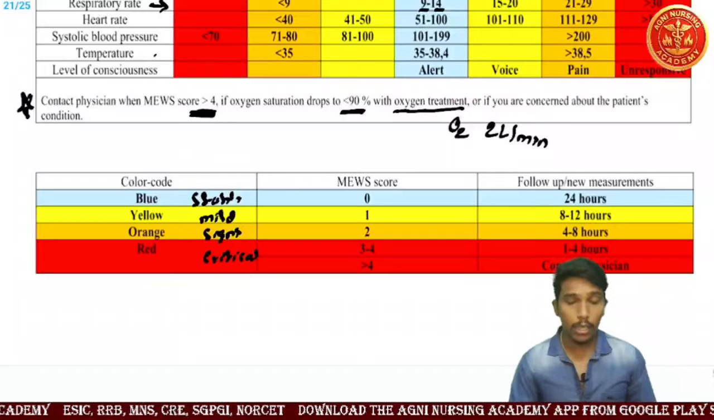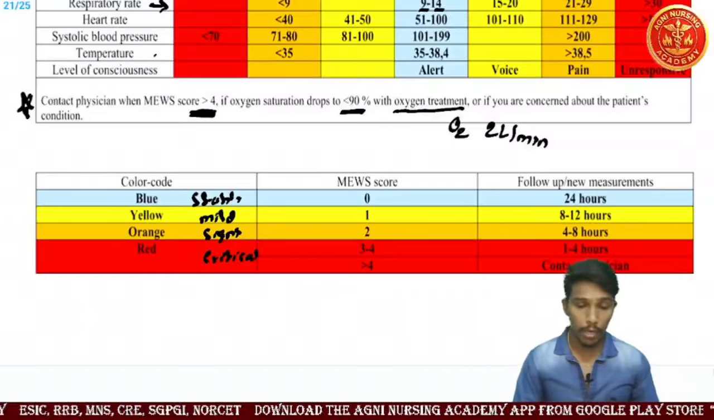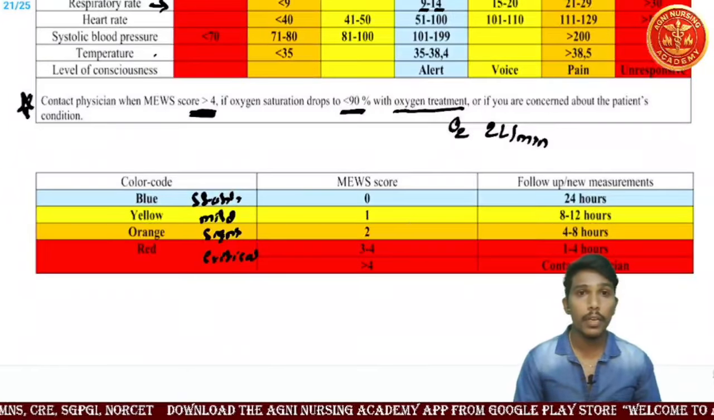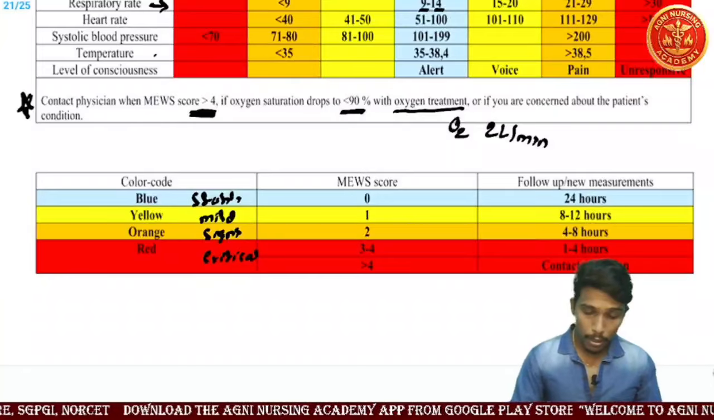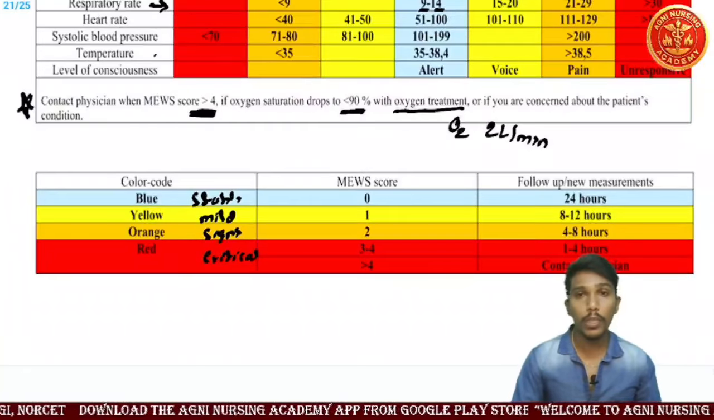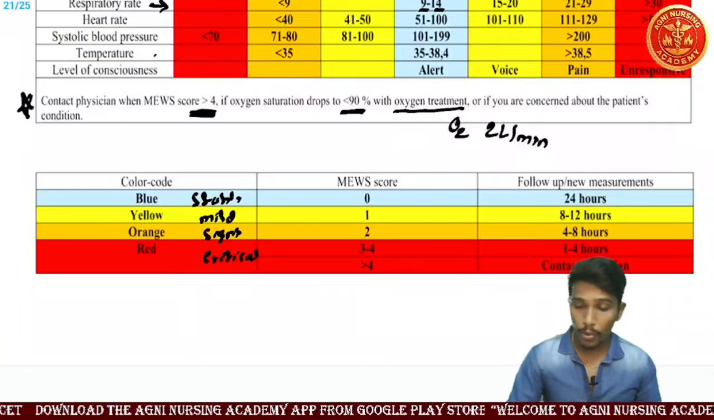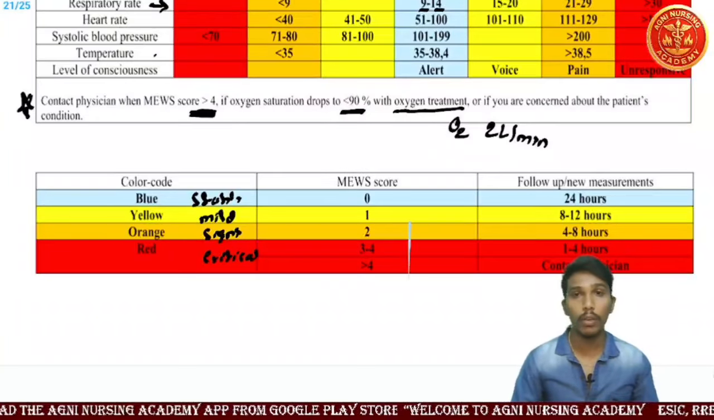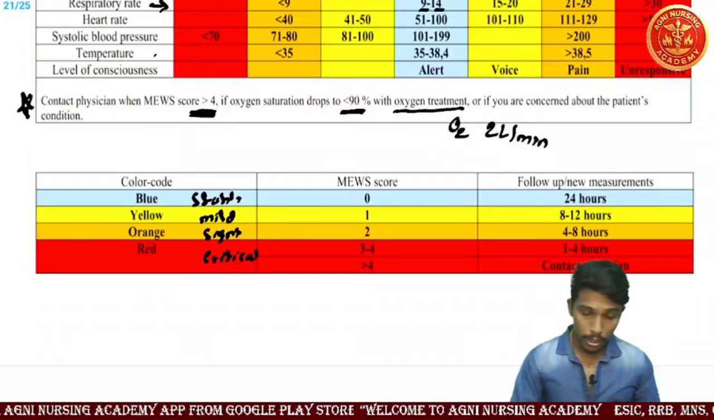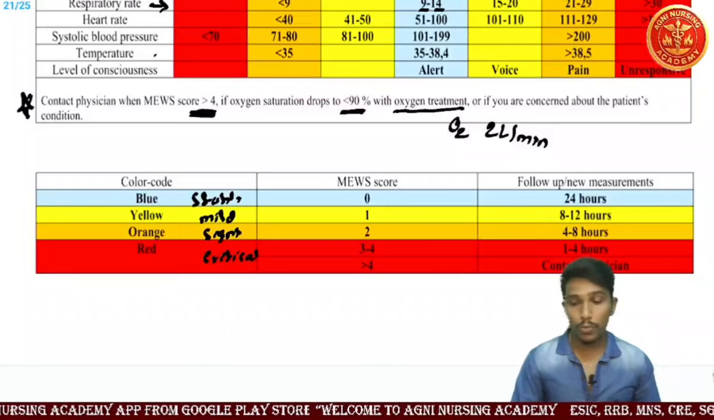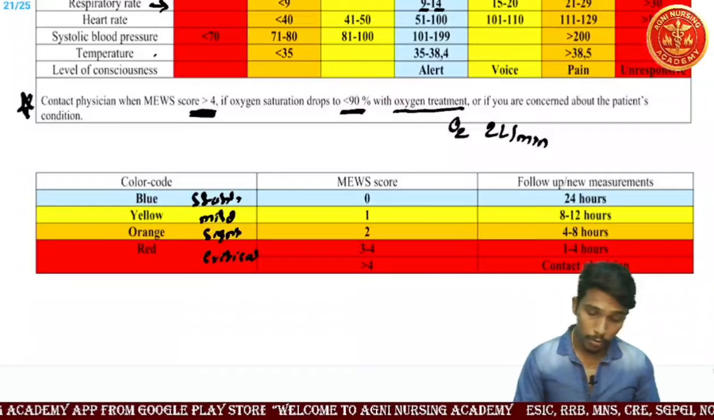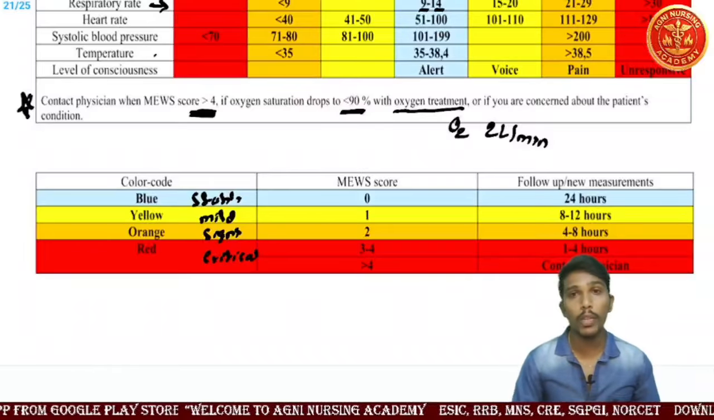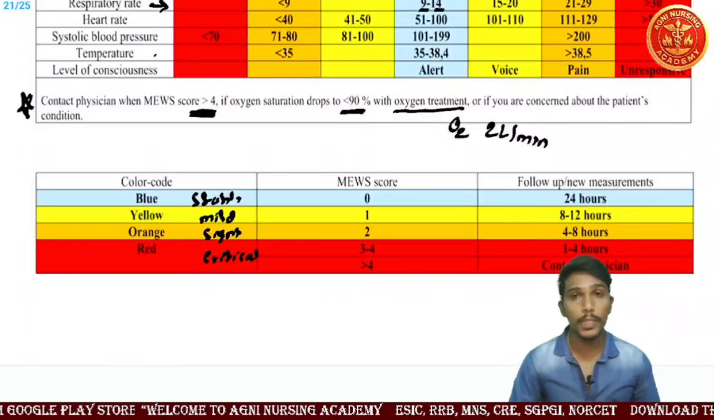So they have given color codes, and in the options they have given these types: stable, mild, significant and critical. If the patient is stable, the MEWS score will be 0, and follow up with a new measurement after 24 hours. After 24 hours we have to observe the patient. In yellow, mild, the score is 1. Like that they have given. If the patient's condition is critical, the MEWS score will be more than 4, and contact the physician.